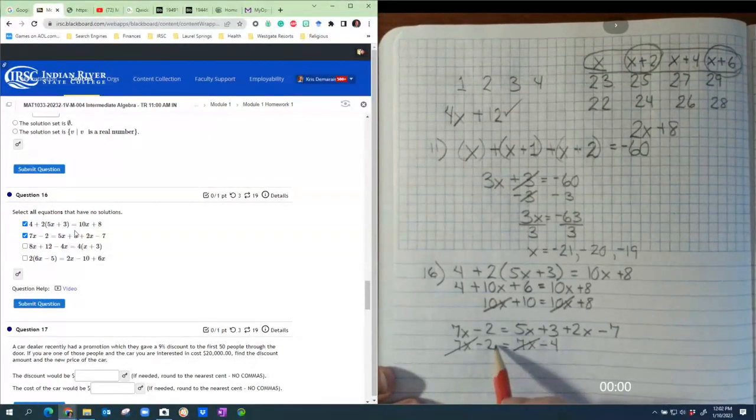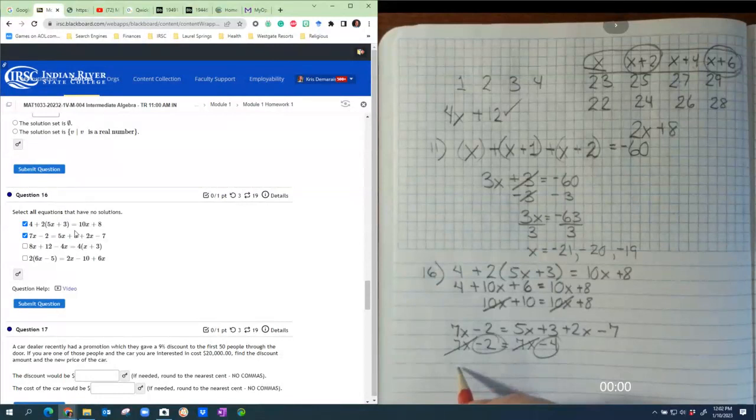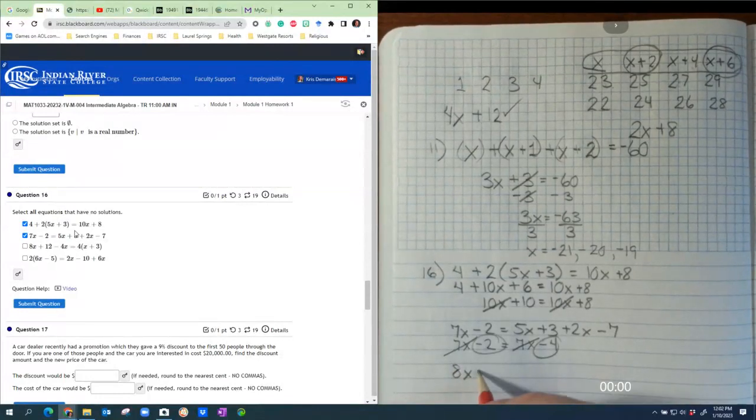Now, all we're doing is seeing if these two match. If they match, then it's all solutions. If they don't match, then it's no solution. So that's how simple this is. But it's a matter of understanding how to combine like terms and such.